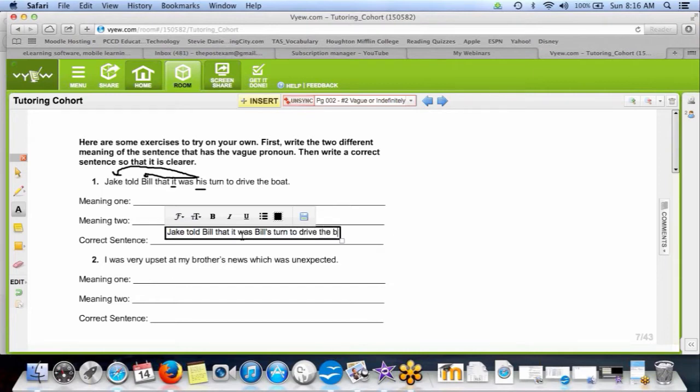To drive the boat. Okay, that's one way, right? Or I could say, Jake told Bill that it was Jake's himself turn to drive the boat.